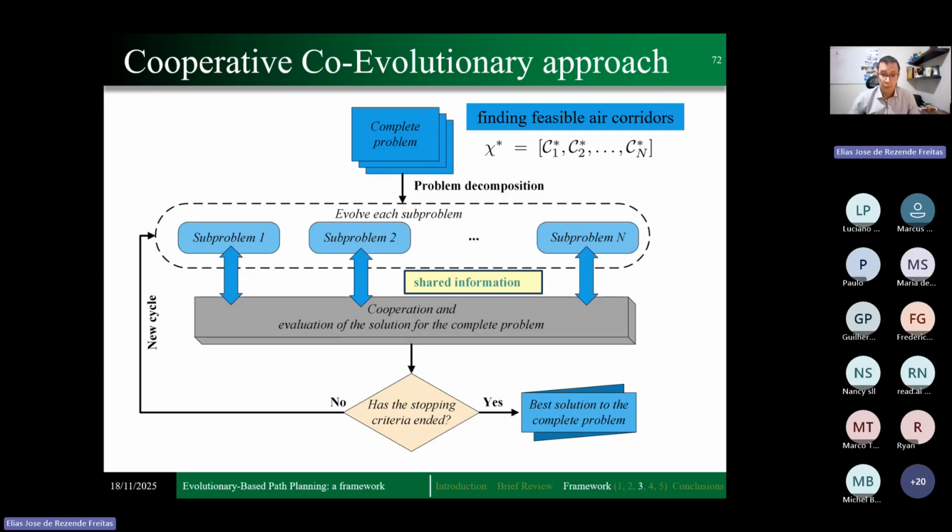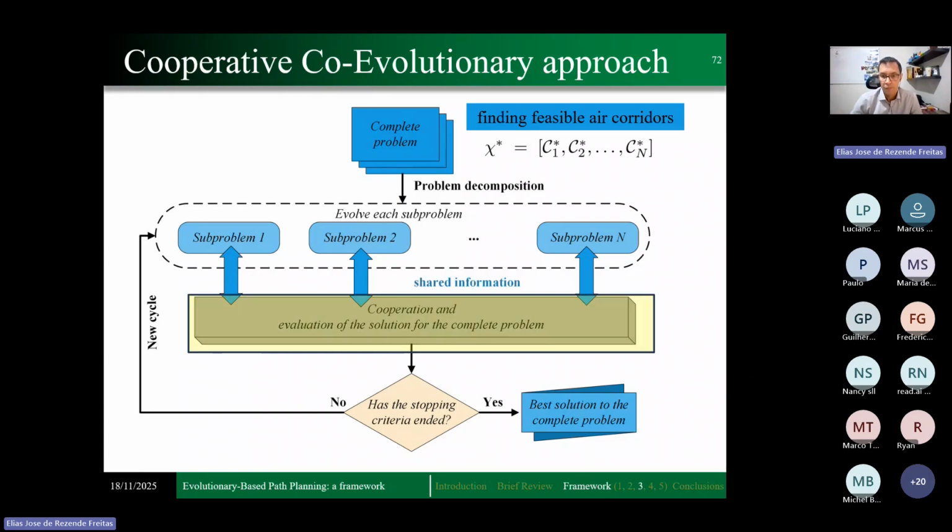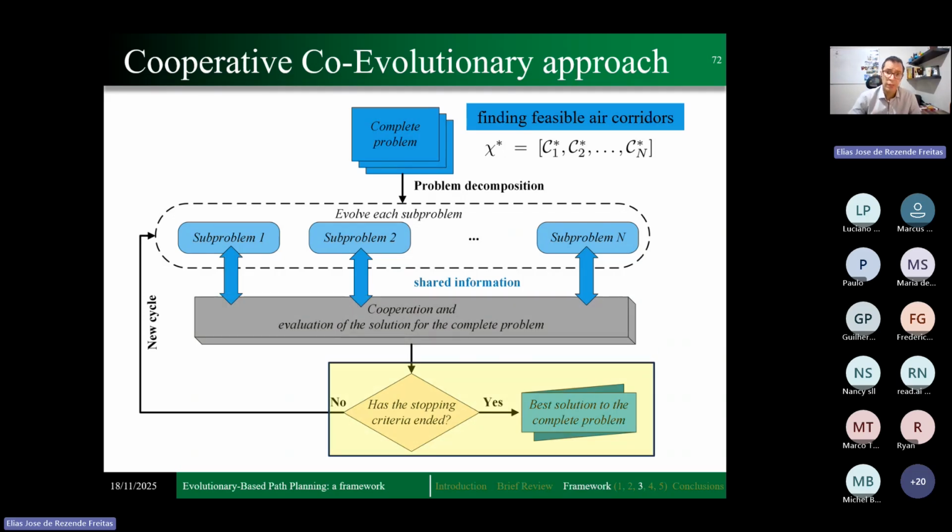Using the current solution of all sub-problems, we then compose a full candidate solution. It's evaluated as a whole. If this new global solution is better, it is kept for the next cycle. Otherwise, the previous solution is preserved. This process repeats: solve each sub-problem, exchange information, assemble the complete solution, evaluate it, and continue until the stop criterion is reached.